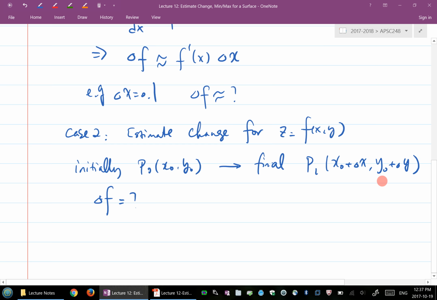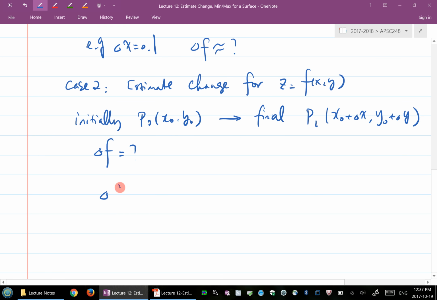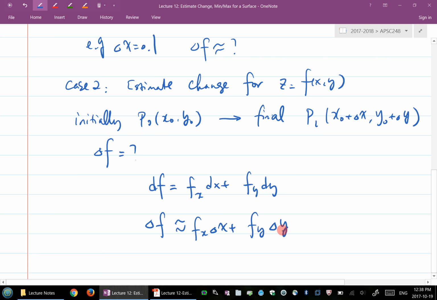In this case, if you recall, this is actually one of the midterm questions. What we do is borrow the total differential formula. If you remember, it's df equals fx dx plus fy dy. So what we do is change the straight d to delta, and then do the calculation. So that's estimating change for a function of two variables.